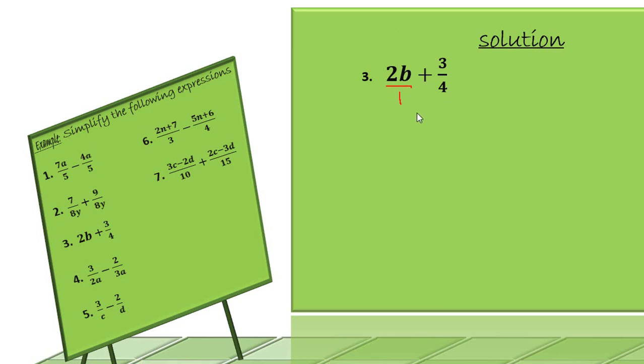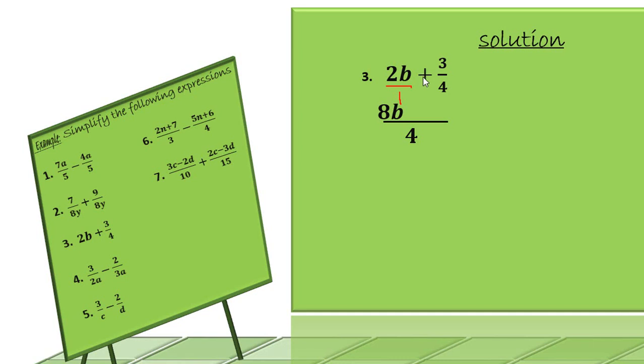So right now I have two denominators, they are 1 and 4. What is now the LCM of 1 and 4? That's 4. Then draw the division line. So 1 dividing 4, or 4 divided by 1, that's 4. Okay, 4 multiplying by 2b is going to be 8b.